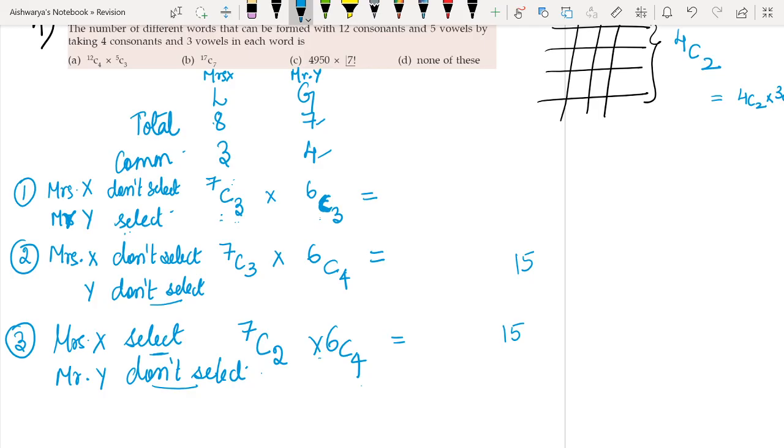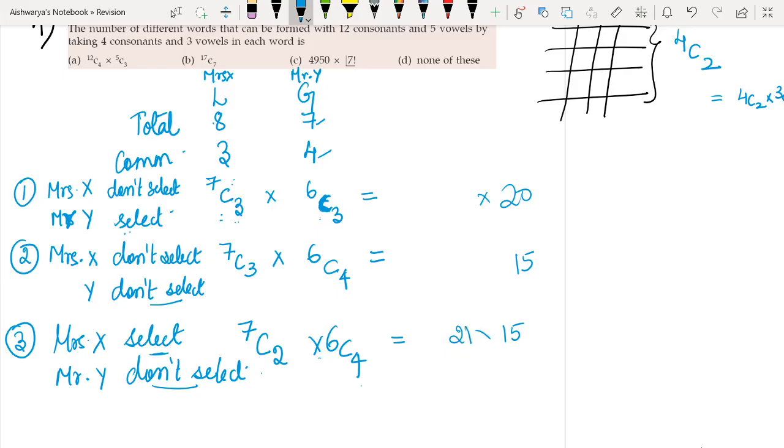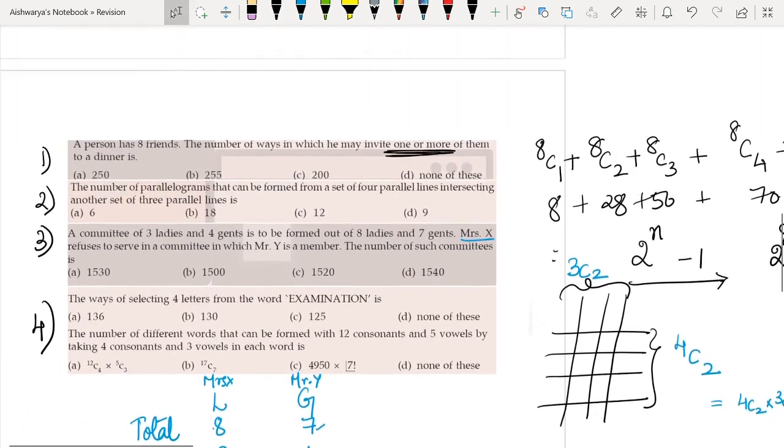Here it will become 6 into 5 into 4 divided by 3 factorial. So 5 fours are 20. It becomes easy to calculate these in this way. Are you understanding? Okay. So 7C2 is also 7 into 6 divided by 2, so you will get 21. Like that you can calculate it easily in the examination. So don't worry about it.